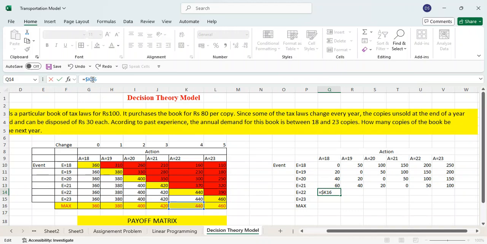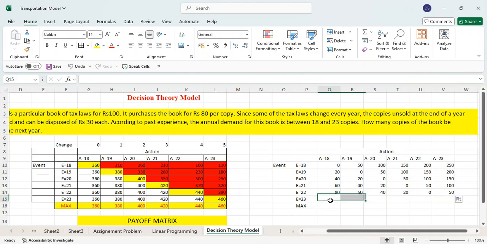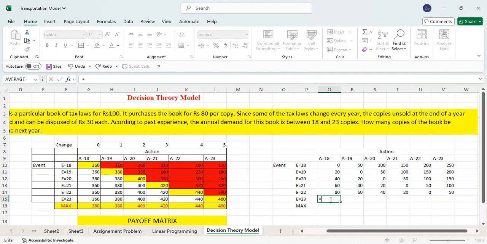Then after that I regret something, and once I regret, how much do I have to regret? Because I got 360, the difference is 80 rupees that I have to regret. Similarly, I have kept 23 books. If the market demand is 23, then I have to get 460 rupees, but I could not get that. I got 360 rupees. Then I have some regret, and the regret value is 100 rupees.